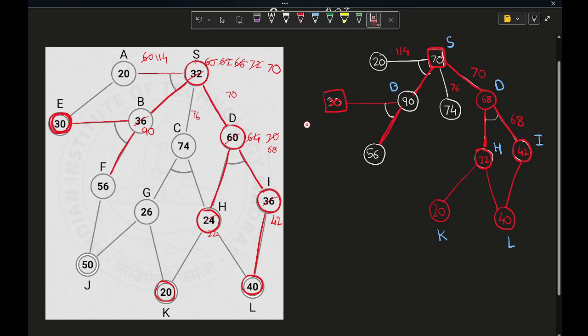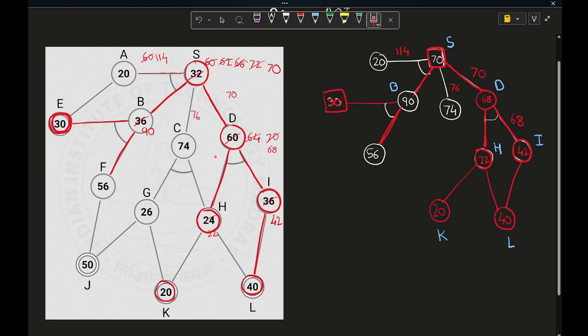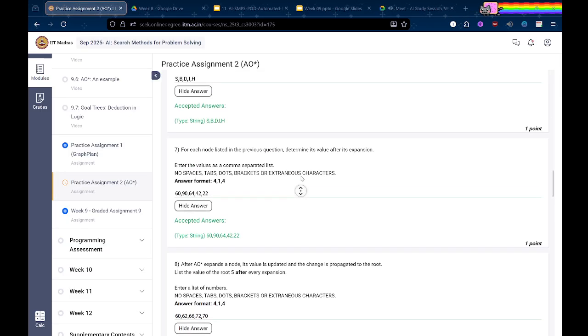When A star finds a solution and is about to terminate, what are the nodes that remain on the marked paths? These two. E, F. E should be solved, right? The last one. Yeah, but it's still on the marked path because earlier we kept it on the marked path here.